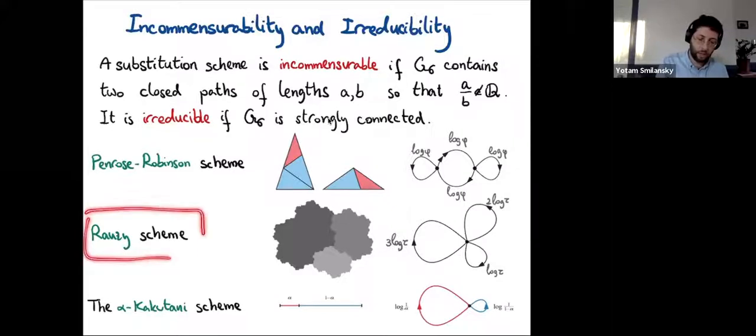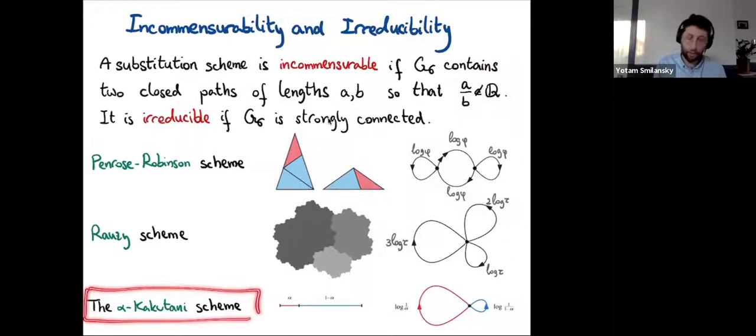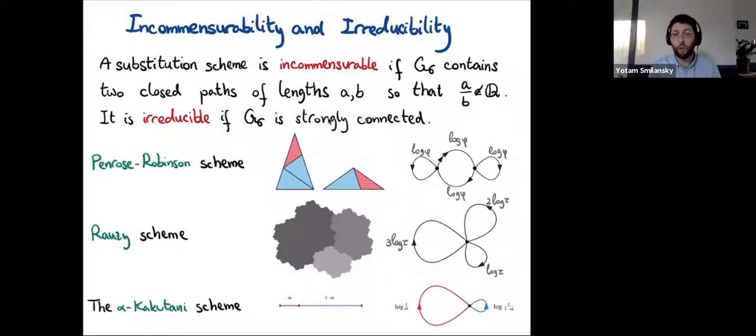This beautiful example is known as the Rossi scheme. You take this weird fractal boundary set and you divide it into three copies of itself. Here, the scales would be tau, tau squared, and tau cubed, where tau is the root of some nice cubic, sometimes called the Fibonacci polynomial, the Fibonacci constant. Again, because it's the same tau, tau squared, tau cubed, their logs are integer times log tau, and all the paths are like this, and all the ratios are rational. On the other hand, in the so-called alpha Kakutani scheme, where you take the unit interval and you divide it into two intervals, one of them is alpha times I and the other one is one minus alpha times I, for almost every alpha, you are incommensurable.